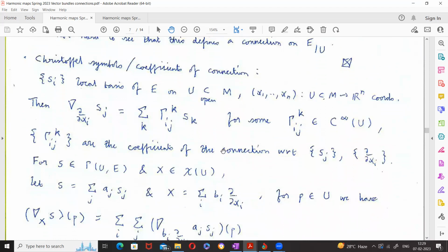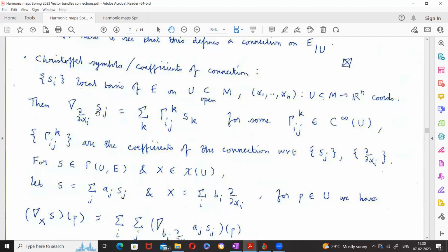And now we can define what are called the Christoffel symbols or coefficients of the connection. So suppose we take a local basis Si of E on an open set U. Okay. And suppose x1 to xn are local coordinates on M. Okay. So they take values in Rn. Okay. Then I know that I have an induced connection on U.